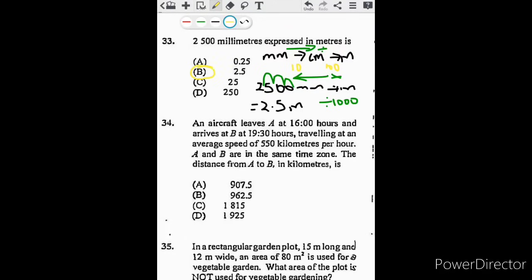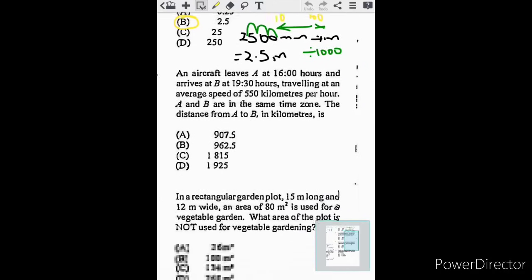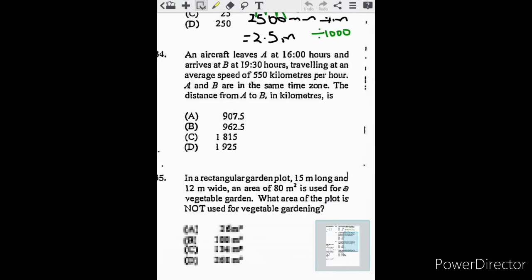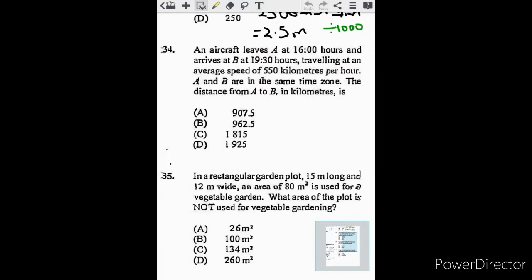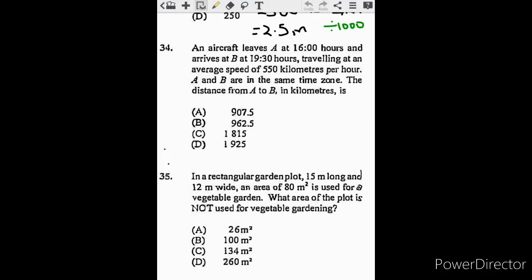Now question 34. An aircraft leaves A at 16 hours and arrives at B at 19:30 hours. Traveling at an average speed of 550 kilometers per hour. A and B are in the same time zone. The distance from A to B in kilometers is, so we need to find the amount of time it takes for the aircraft to reach B from A.